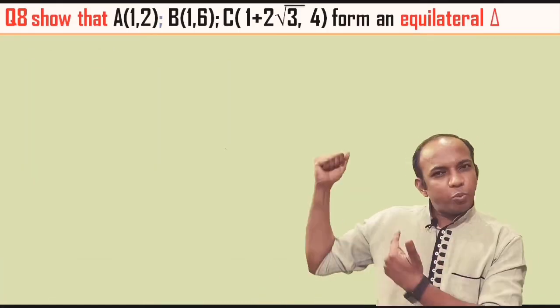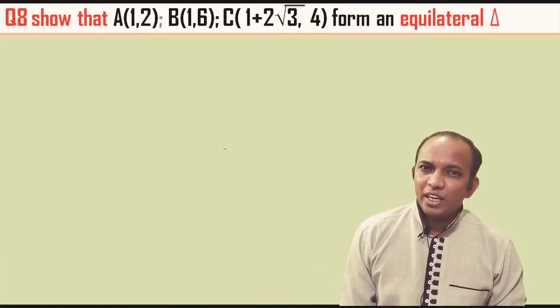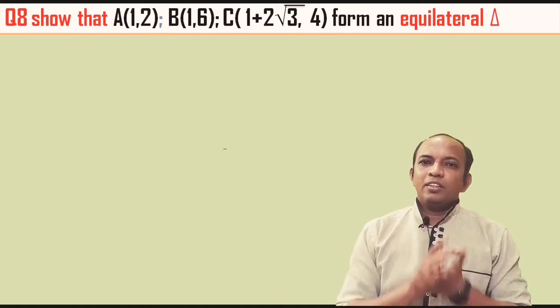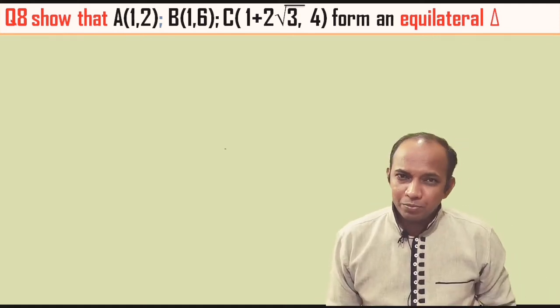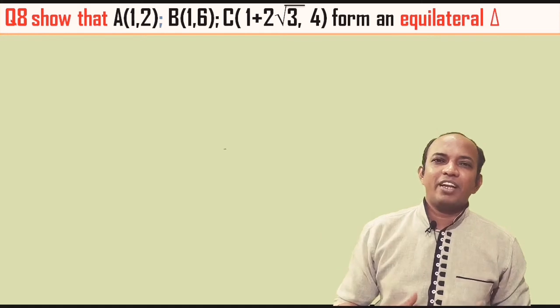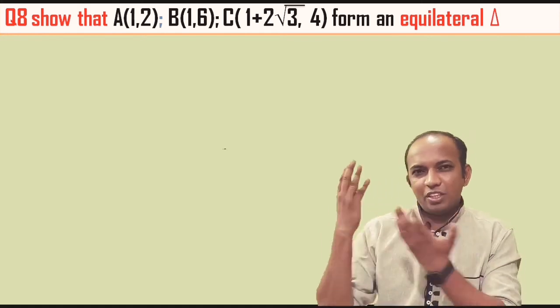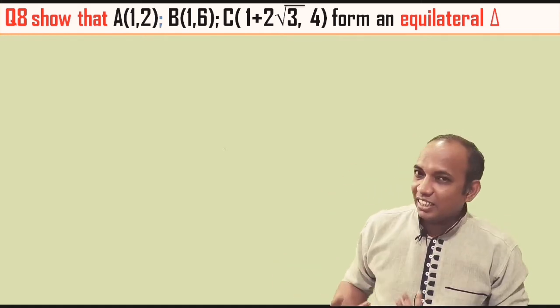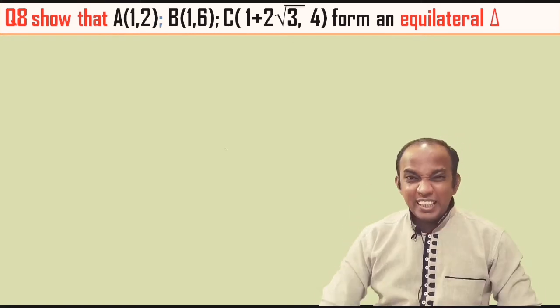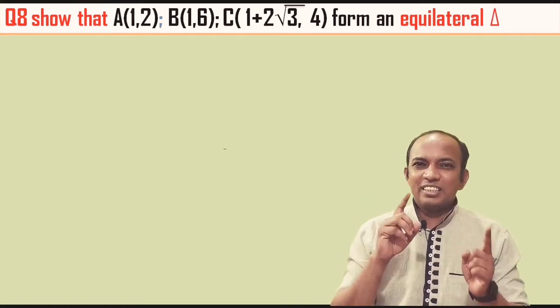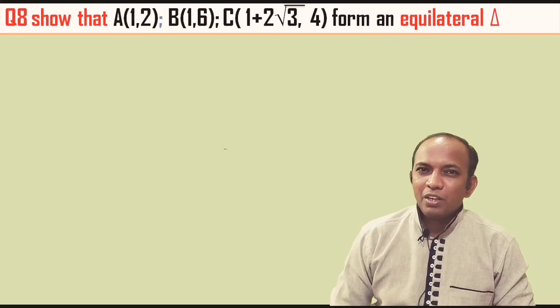Boys and girls, this is the last question of the exercise. The question says: are these points A, B, C making an equilateral triangle or not? This pattern is usual, the normal one. We will find the distances of all the sides AB, BC and AC using the distance formula, but this time the coordinate is not the usual or the normal one.